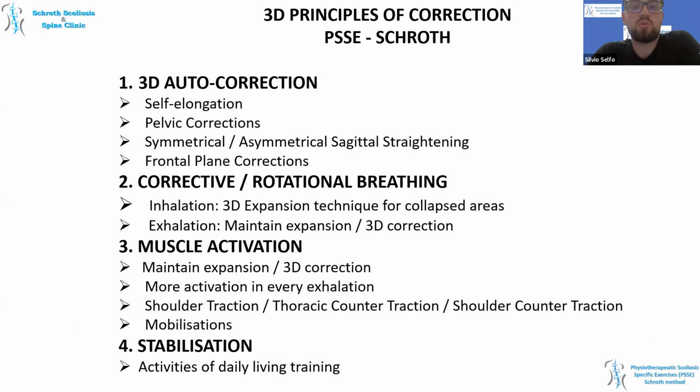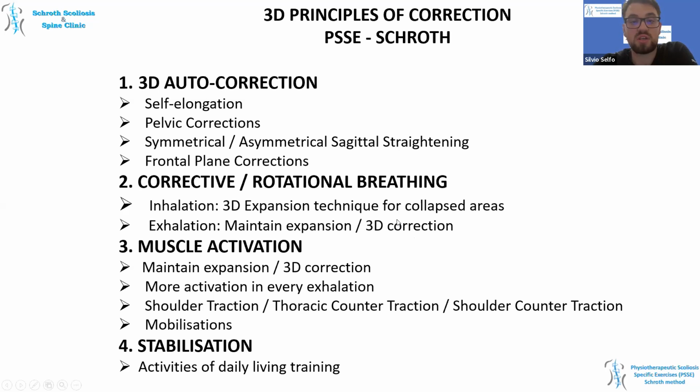Okay, in our school, we have 4 3D principles of correction. We include 3D autocorrection, corrective or rotational breathing, muscle activation, and stabilization. In 3D autocorrection, we include elongation, pelvic correction, asymmetrical sagittal straightening, and frontal plane correction. In rotational breathing, it's important to expand all the collapsed area in 3D correction. And during exhalation, we have to keep the expansion in 3D correction.